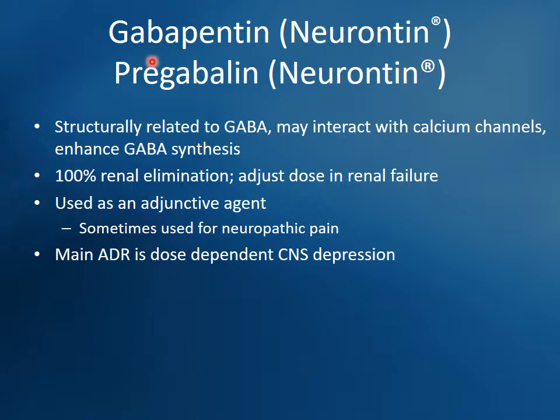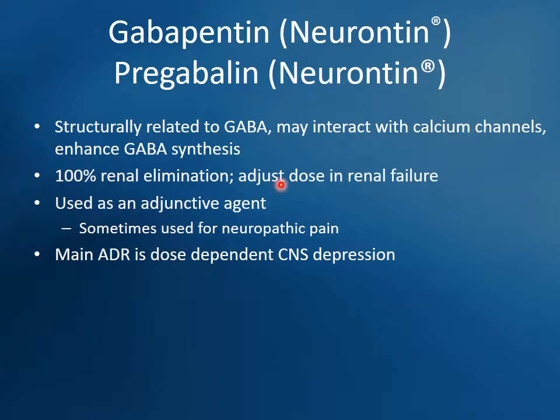This is where you're starting to see some of these being used for neuropathic pain, and these are kind of the poster children for that. So it's kind of interesting. Even though these are structurally related to GABA, we actually think they're working more with these calcium channels, and they may help to increase GABA synthesis here. And so these are unique because they don't have a lot of drug interactions from a hepatic standpoint, because most of these are going to be renally eliminated, but you do have to watch renal function, otherwise they can hold on to it.